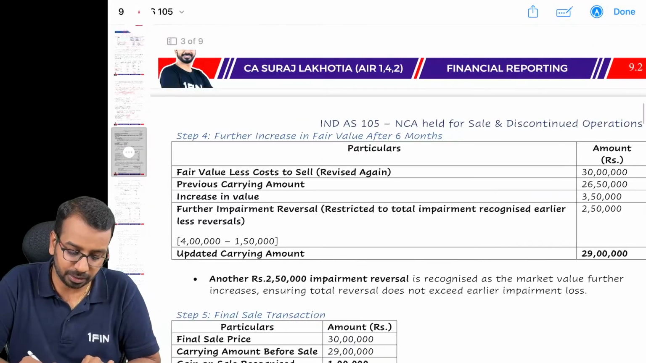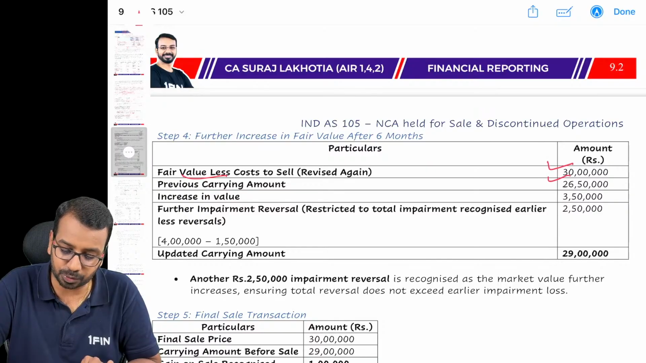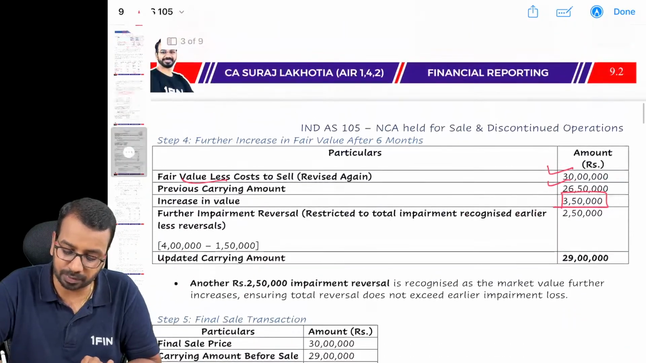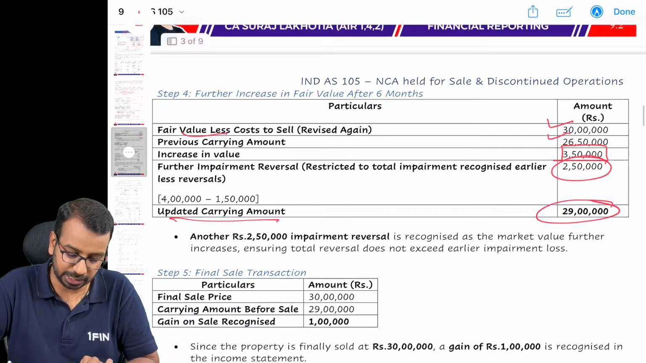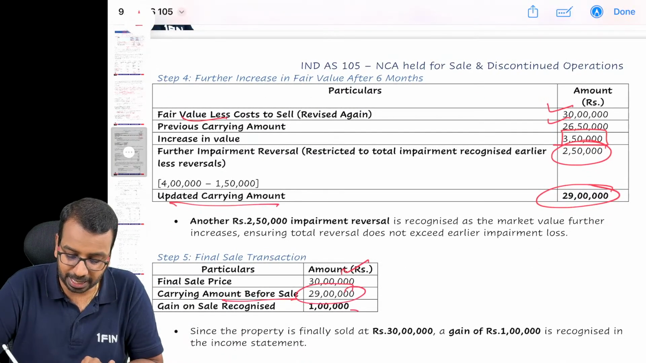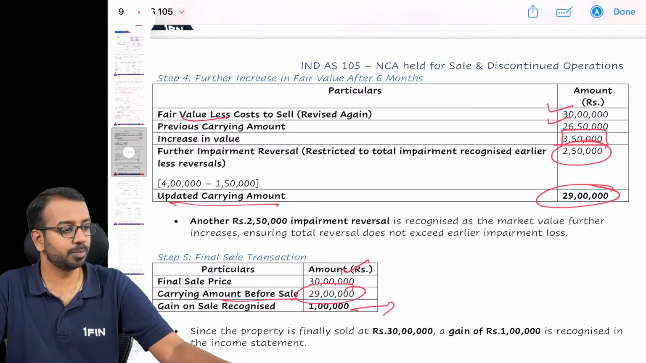Again, subsequently, in the next assessment, next financial year, the value is 30 lakhs, 26,50,000, difference is 3,50,000. 1,50,000 we have already reversed out of 4 lakhs, so maximum reversal possible is 2,50,000. So updated carrying amount will be 29 lakhs. If at all we sell it at 30 lakhs, carrying amount is 29 lakhs, 1 lakh will be the gain that will be recognized in the P&L.